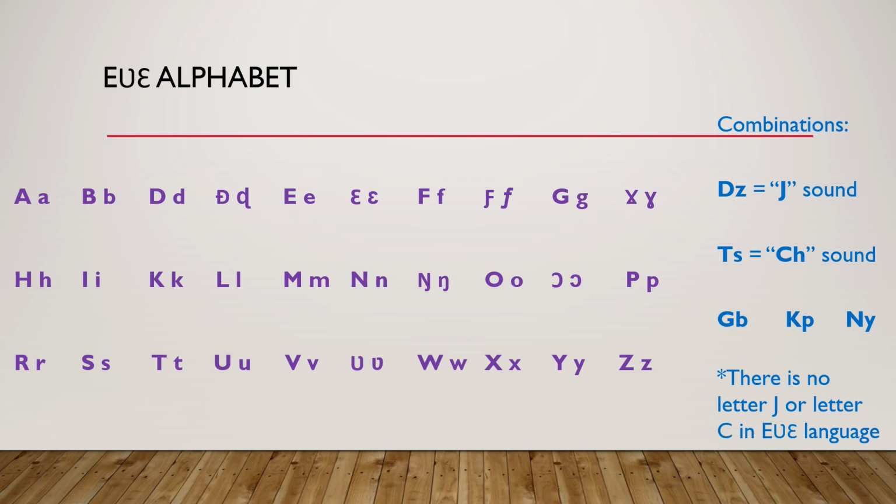Then O. The backward C is the open O. Then P, R, S, T, U, and V. Some people also pronounce the V in a different way instead, so it's pronounced both ways. You have one V and you have the other V.